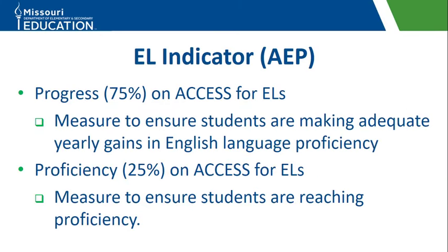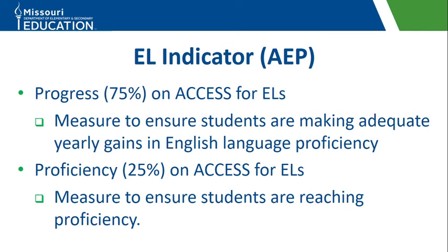Just as a review, the EL indicator is made up of two separate parts. First is progress, which is 75% of the total. That is the progress that students make on the yearly ACCESS for ELLs assessment. It's typically taken in January or February each year. This measure is to ensure that students are making adequate yearly gains in English language proficiency.